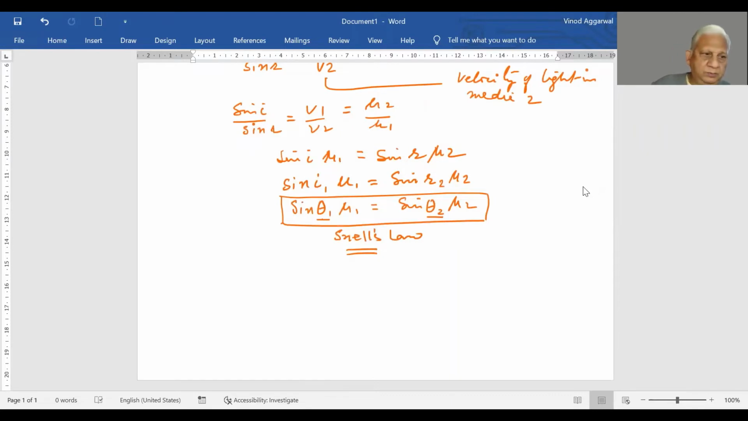Now, many times you must have noticed that if you put a coin in a tumbler, in a glass or a beaker and fill it up with water, the coin seems to become closer to you, meaning thereby it seems as if the coin has risen up from the bottom, right? So let us examine this phenomenon.